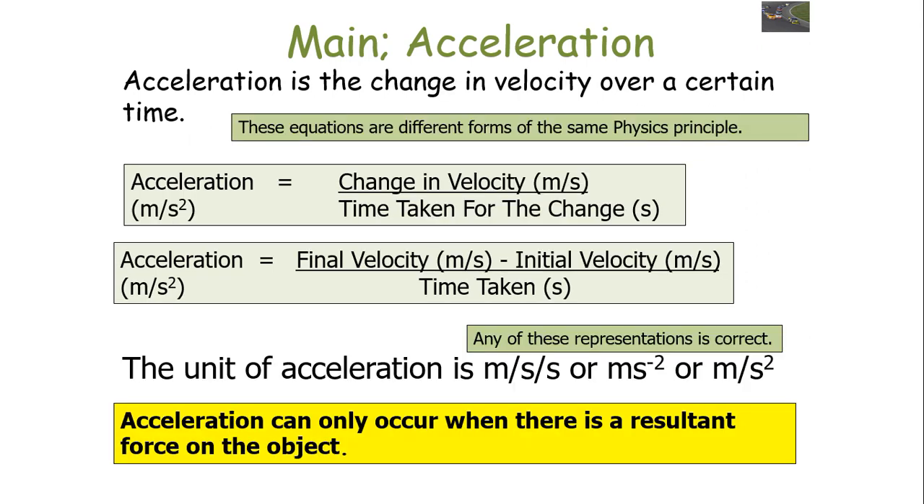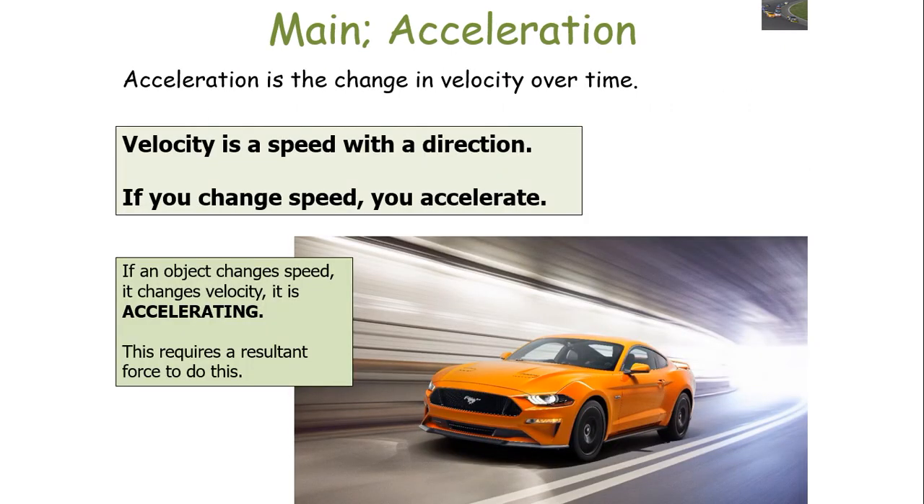So, let's just recap what we've learned so far. Acceleration is the change in velocity over time taken for the change, or final velocity minus initial velocity over time taken. The unit of acceleration is either meters per second squared, or meters seconds to the minus 2. Acceleration will only occur when you've got a resultant force acting on the object.